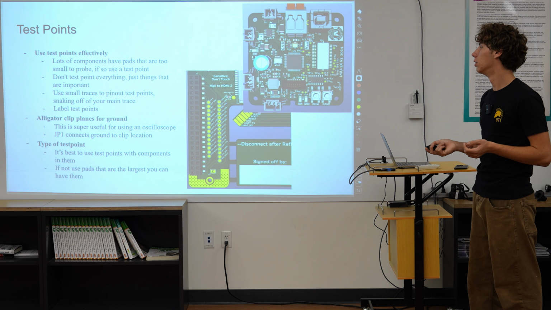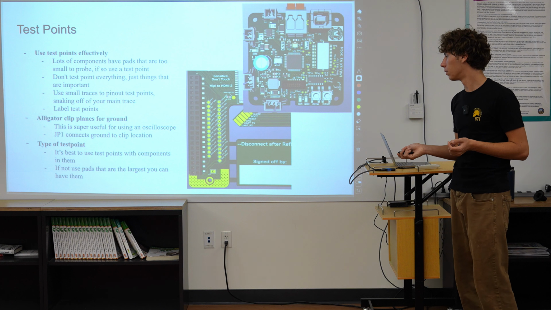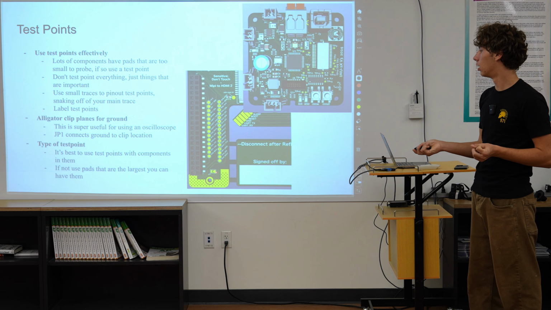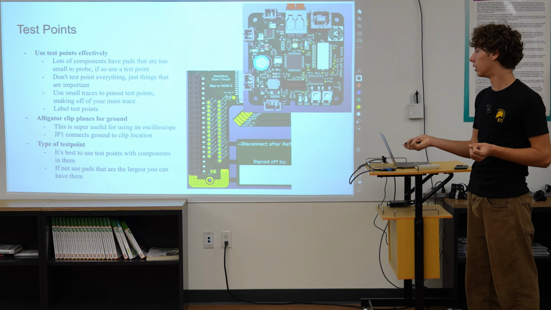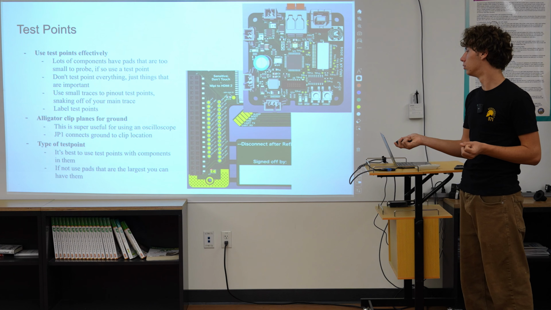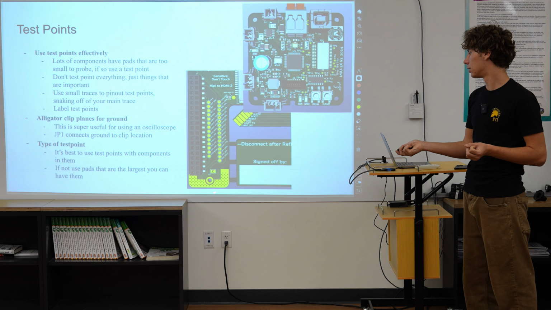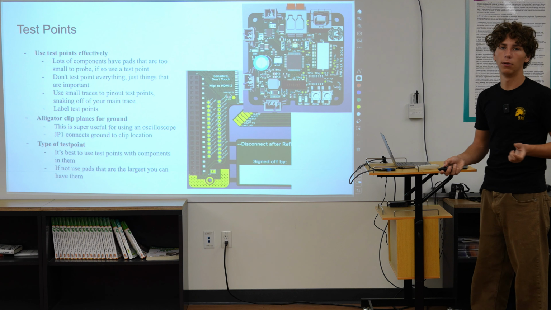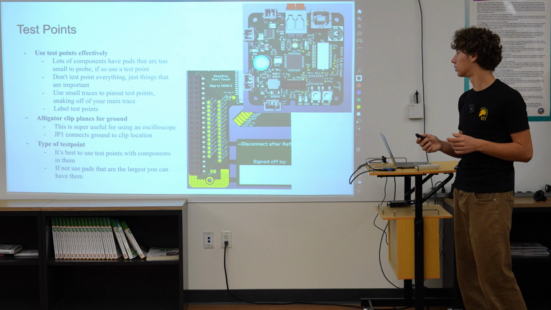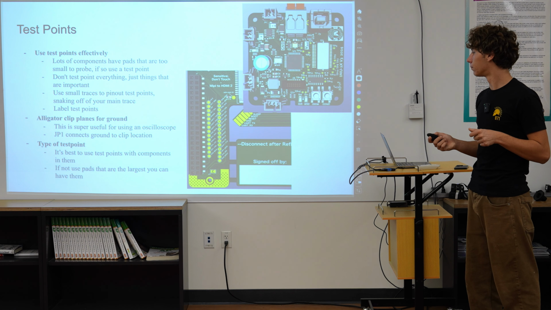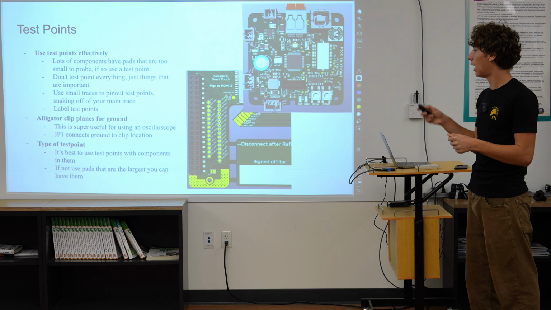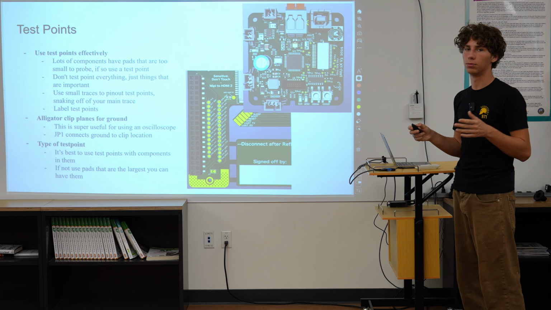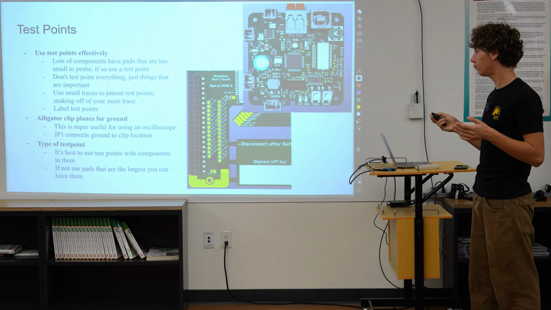And then alligator clips for ground. This is one thing that we implemented pretty recently that's been really helpful. We essentially have a jumper right here, and once we short that jumper, it's going to make this entire plane right here connected to ground. So when we're using an oscilloscope, we can alligator clip it and then probe all of our points using the alligator clip ground reference.